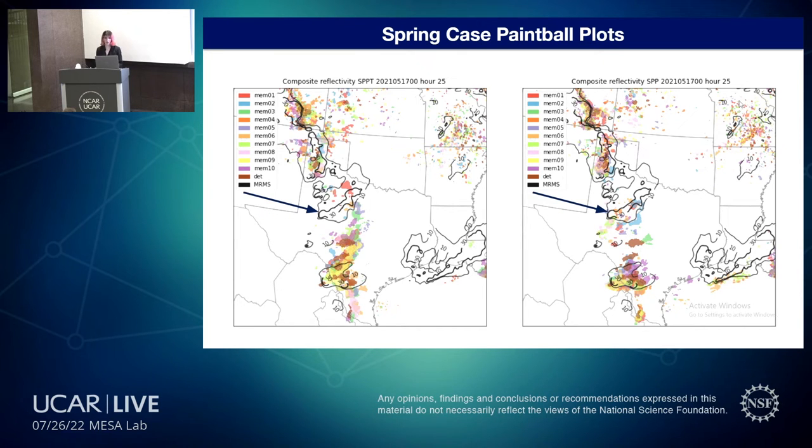However, if we look here, which is where the storm event occurred, where there were the tornadoes and the supercells, this event was missed by both models. While both missed it, SPP did do a slightly better job of predicting storm activity in this area. You can see some of the members were able to capture that information.